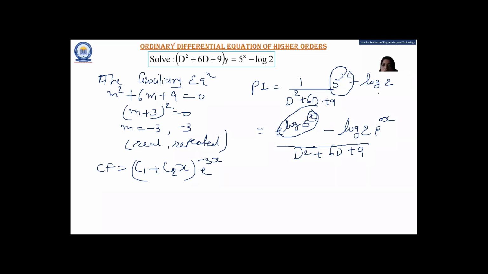Okay. And log 2 is constant. So if you are given simply just one constant term, at that time you have to write that constant term into e raised to 0x. That constant term into e raised to 0x for any constant term, not only for log 2. Okay. Now got it?